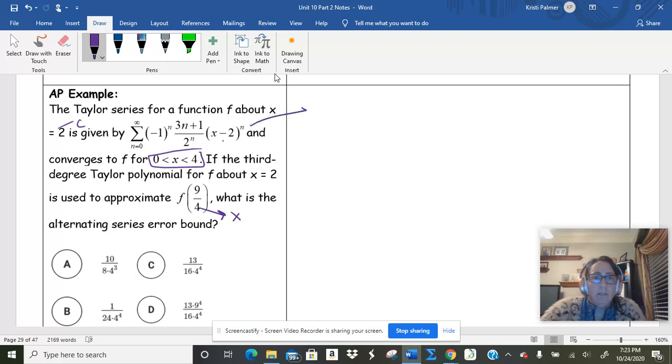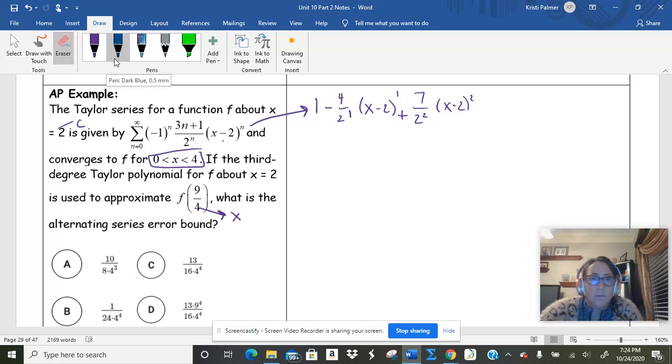Okay, well, I'm going to write out the first few terms here. I'm going to plug in my 0. I like to see what's going on. 2 to the first. Oops, the next one's a minus. It's alternating.